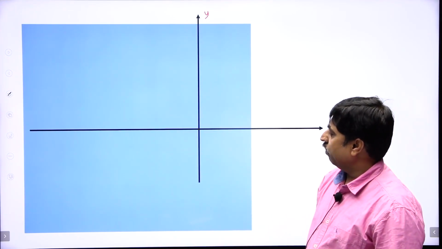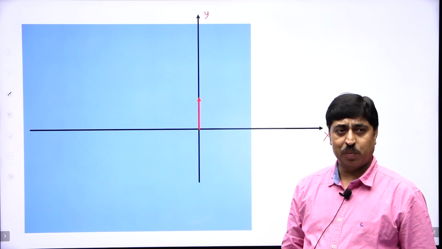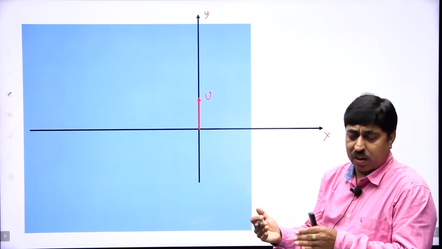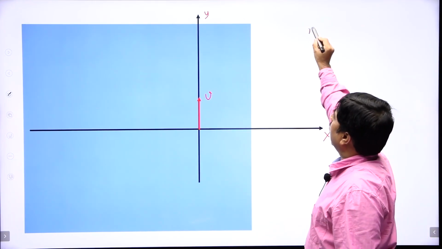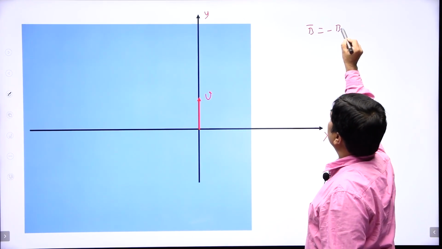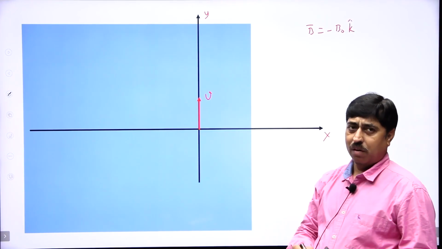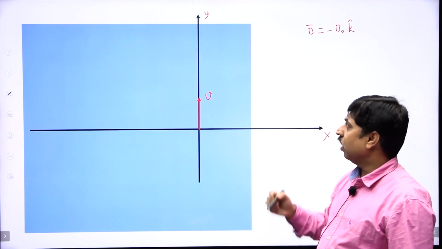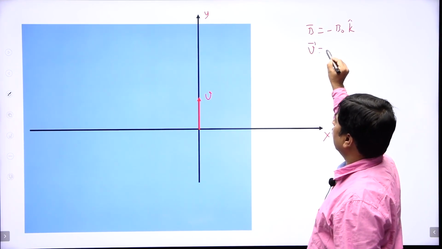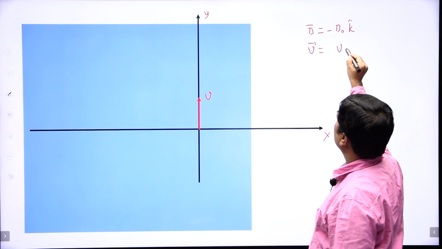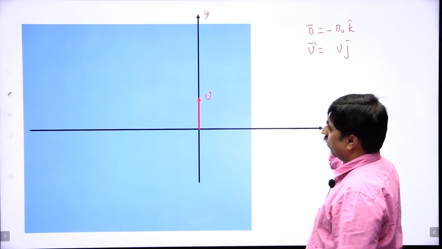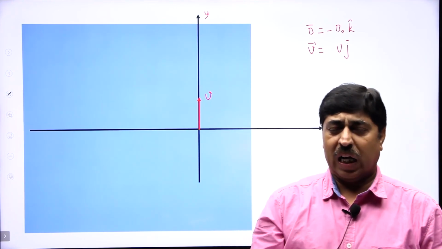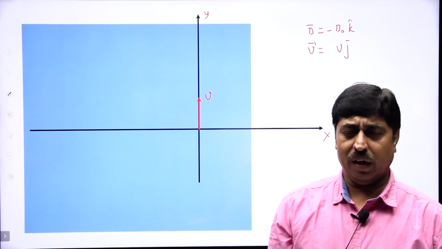And a particle of mass m and positive charge q is projected with some velocity v along y direction. So, in words, the question might say that the magnetic field is minus B0 k cap. It means that magnetic field is in negative z direction, its strength is B0, and the initial velocity of the particle is v0 or v j cap. So, initial velocity is in y direction and the particle has been projected from origin into the magnetic field.